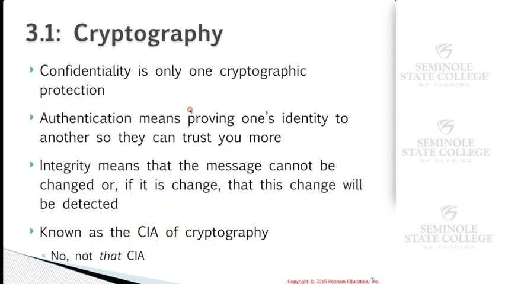Confidentiality is only one of the cryptographic protections. We also get authentication. That means, is the person that is sending you the message in the first place authenticated? Do you trust the source of this message? Integrity means that the message cannot be changed, or if it is changed, that the change will be detected and you can figure out what was changed, right? So this tenet is known as CIA, and that is not new to you.